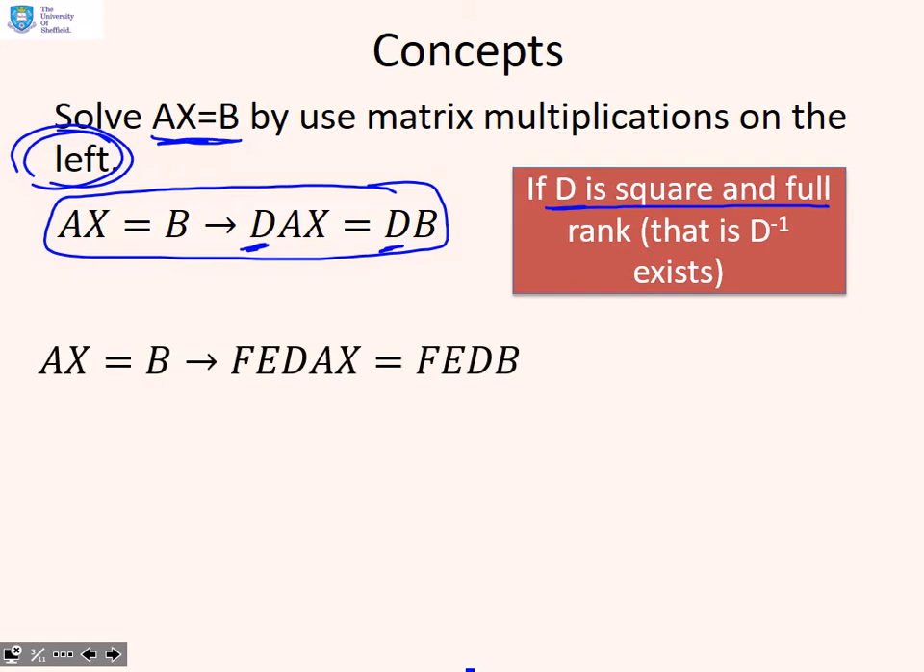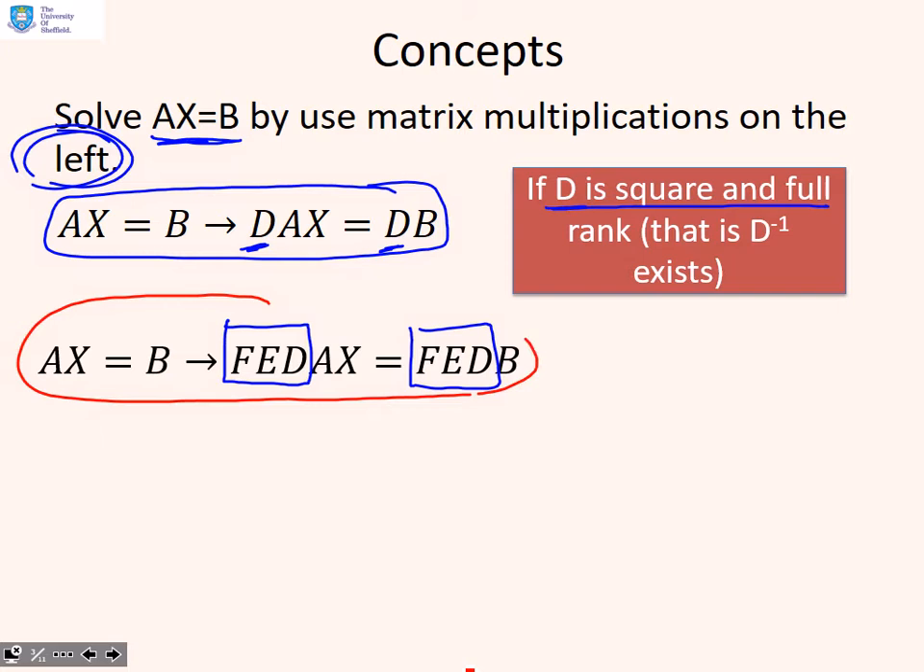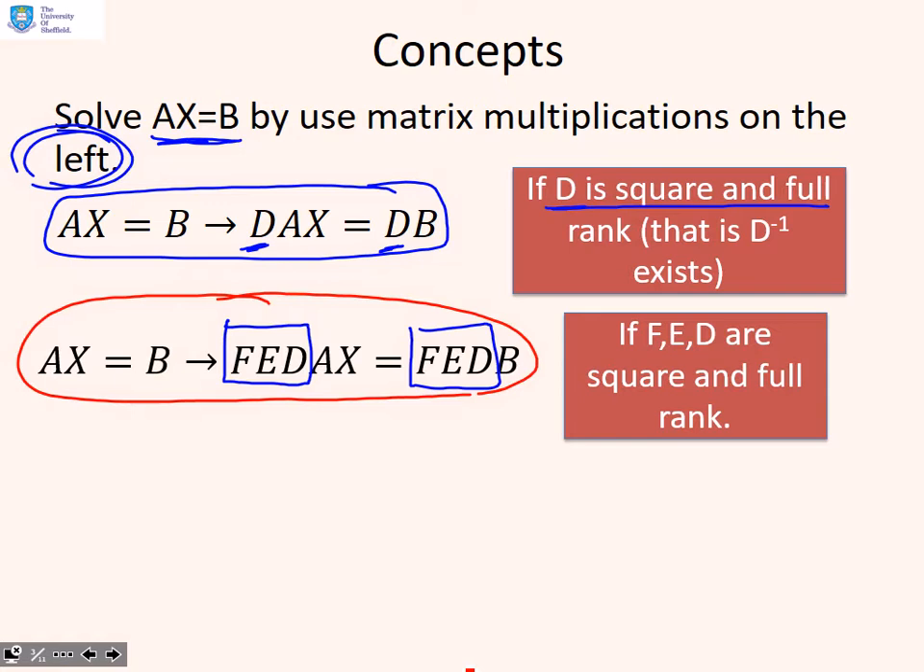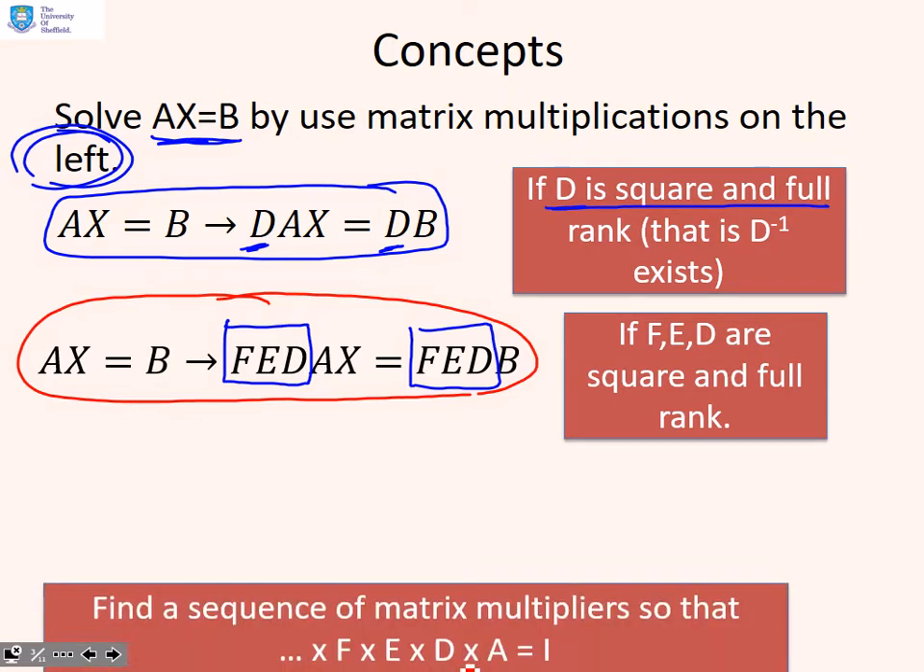We could also pre-multiply by a number of matrices. So you see here I've pre-multiplied on the left by F, E and D. And again, solving Ax equals b is exactly equivalent to solving FED Ax equals FED b, as long as F, E and D are square and full rank matrices.